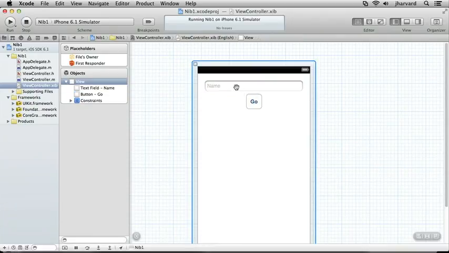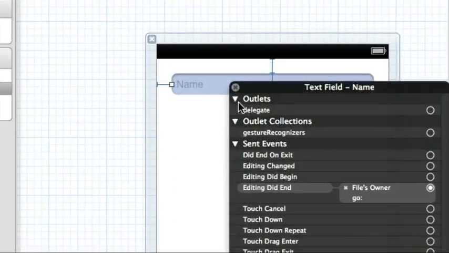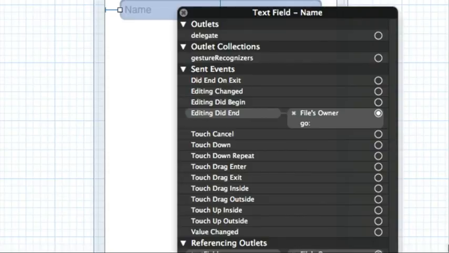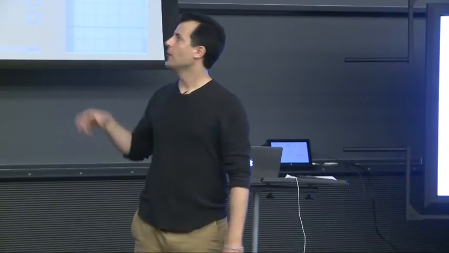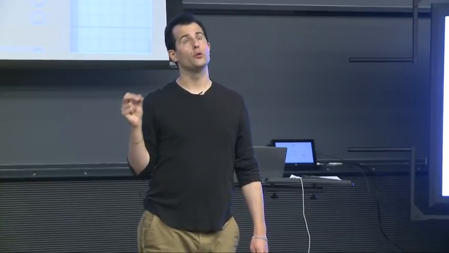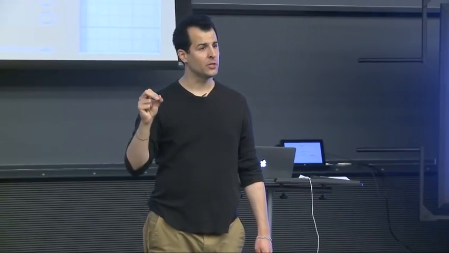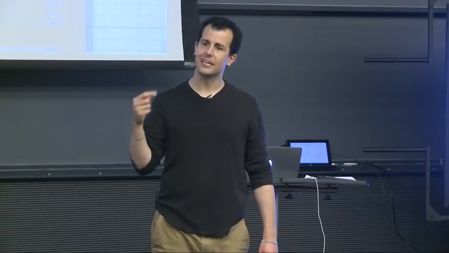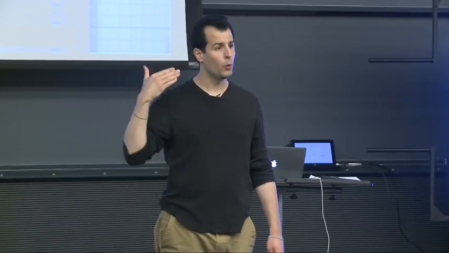Not quite, because if I now click here, notice that editing did end is the event that's assumed to be the default by Interface Builder, which is not correct. The one I used a moment ago was did end on exit. Again, completely unintuitive, and there's a slight distinction. Editing did end is what gets fired when you take focus away from the text field, but the catch is that hitting enter doesn't technically take focus away. What happens when you hit enter is an event called did end on exit.